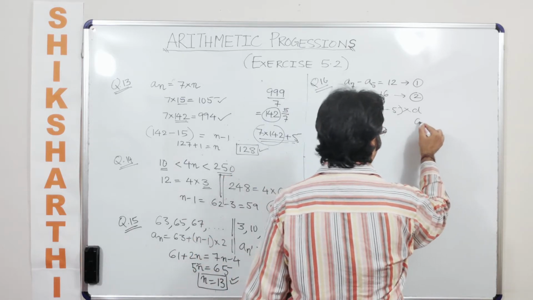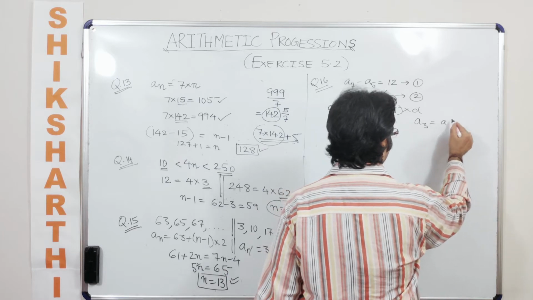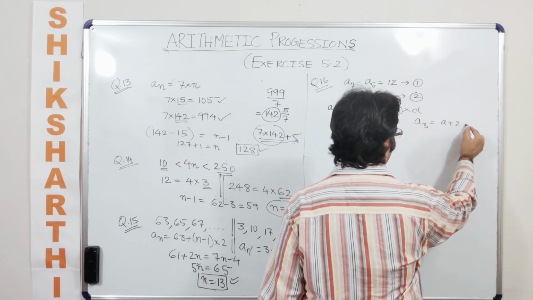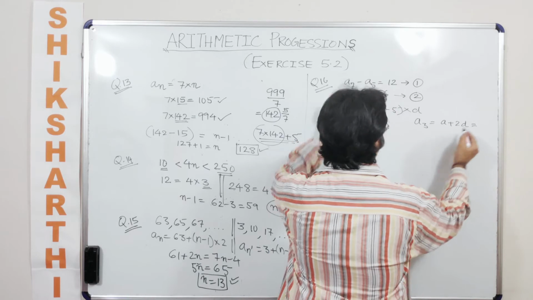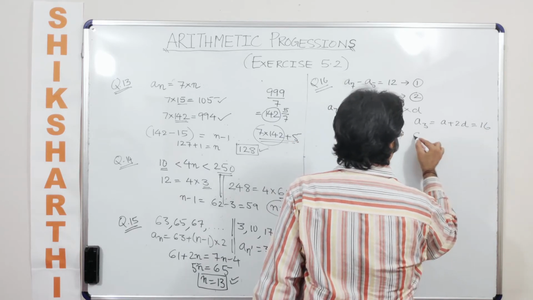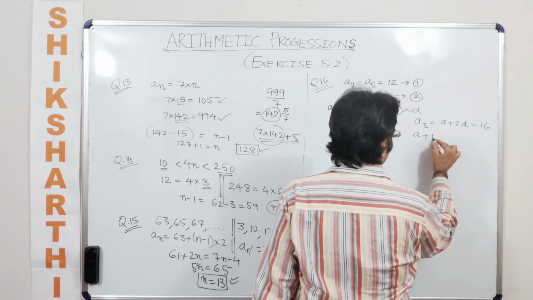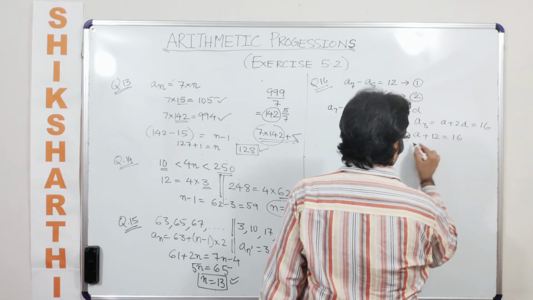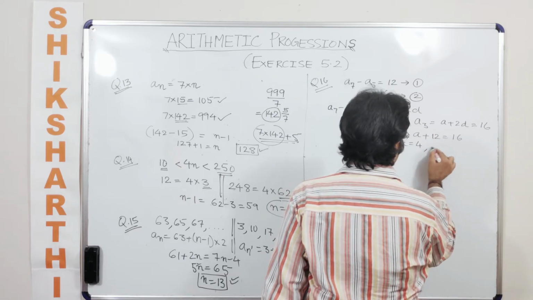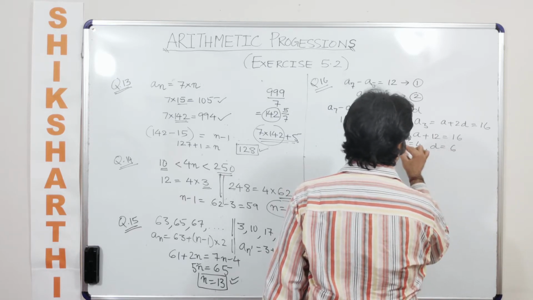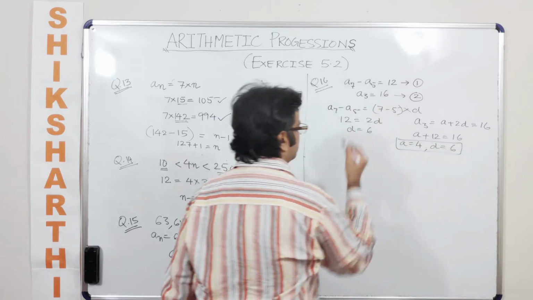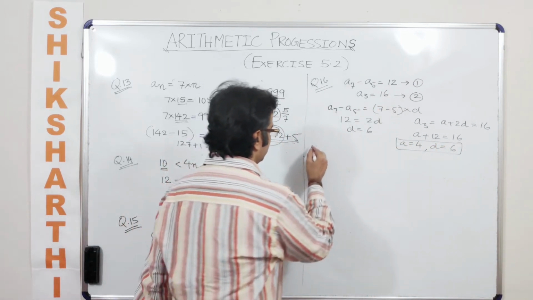Now A3 using the formula is A plus N minus 1 into D, which is 2D. This value we already know is 16. So from here I can say A plus 2D, which is 12, is equal to 16. So A is equal to 4 and D is equal to 6 determines the AP. Okay, talking about question number 17.